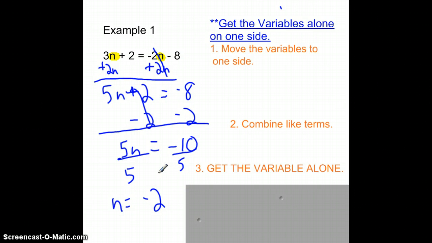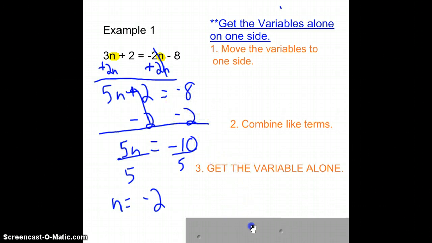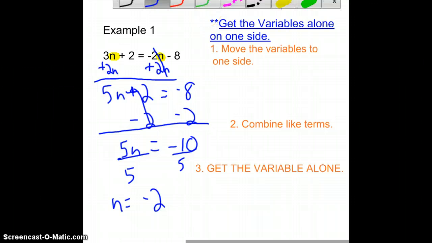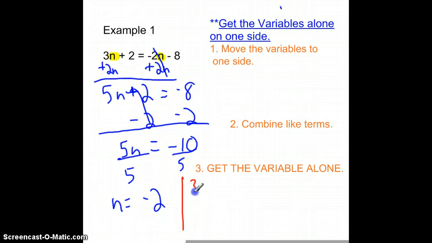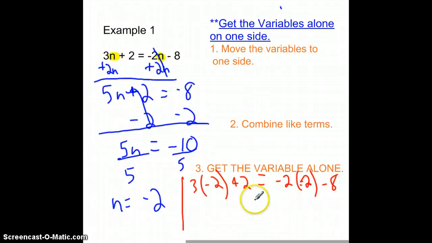All right, if I went back and plugged it back in, let's see if I can find some room here on my page. If I decide to plug that back in, we can do our check right over here. 3 times negative 2 plus 2 equals negative 2 times negative 2 minus 8. Okay, so 3 times negative 2 over here is negative 6, plus 2.